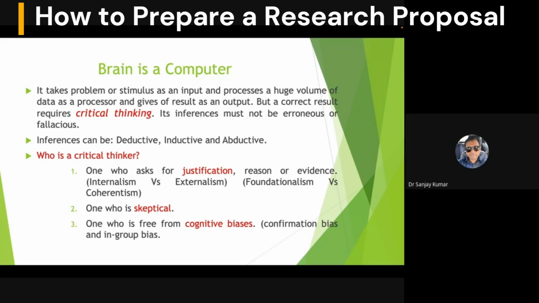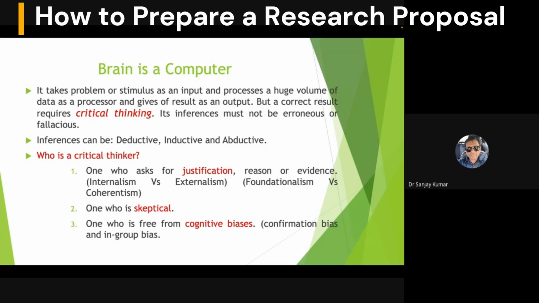Second, a critical thinker must be a skeptic. This skepticism may not be strictly in terms of Cartesian skepticism, but a critical thinker must be skeptical about his or her findings. It means you must not be overconfident, you must not be sure, and you should not terminate inquiry. You must doubt yourself. So a skeptical method is very important in philosophy and in sciences.